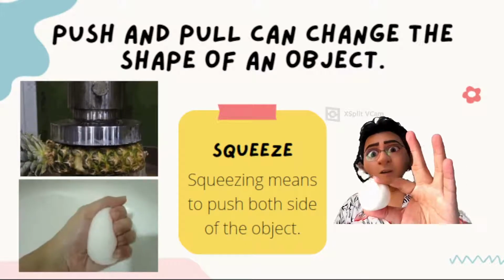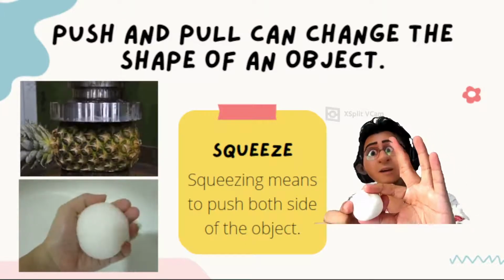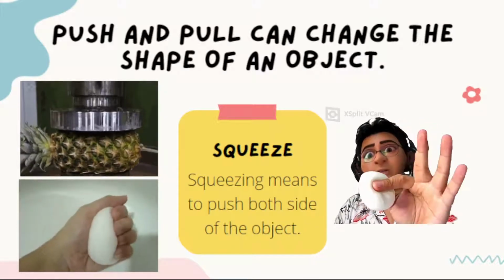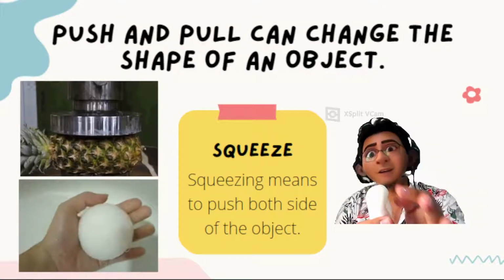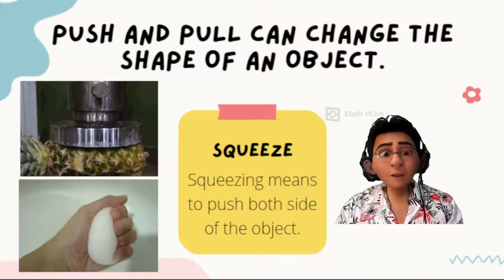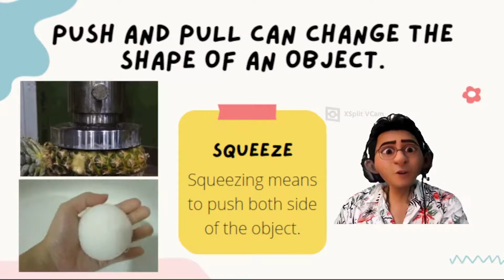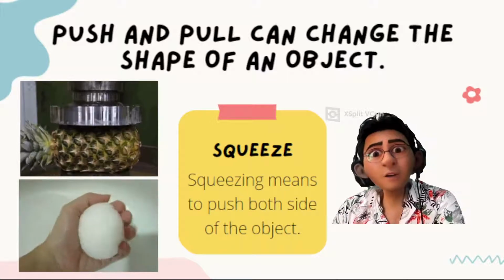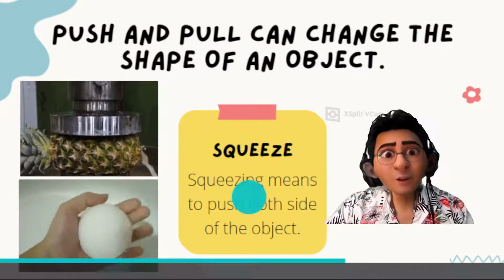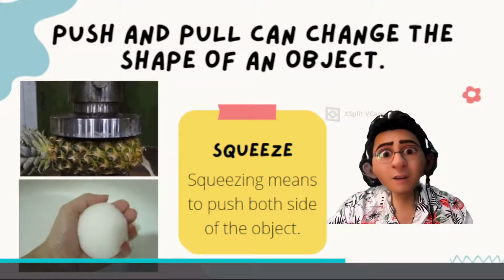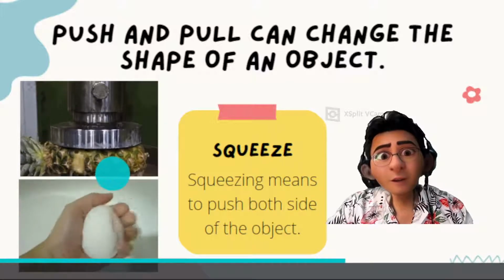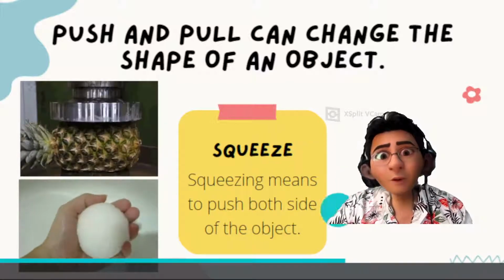Okay, this is round Play-Doh. When I squeeze it, bila cikgu picit, squeeze, it changes shape. It is no more round. See? No more round. Good, that is the first one. Push and pull can change the shape of an object by squeezing. Squeeze means to push both sides of the object, like in this picture, the pineapple and the rubber ball.